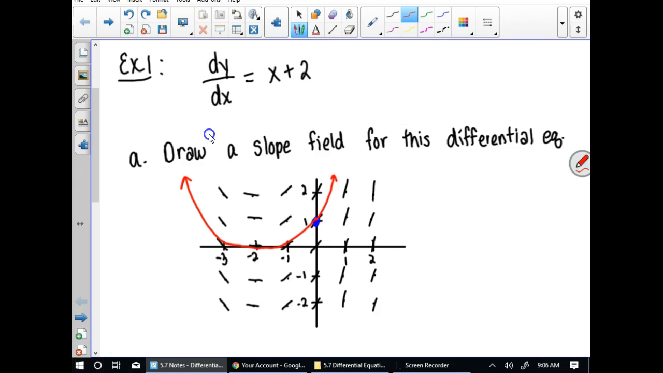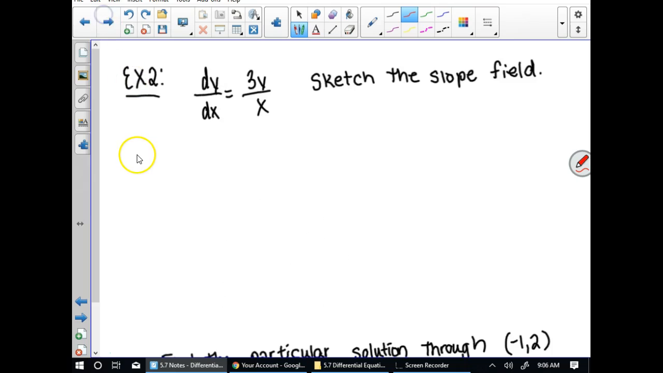Okay, questions? I kind of hate doing those because I don't like the uncertainty of it, but generally if you just follow the pattern, you'll be okay. All right, let's do another one that is a little bit more difficult. So we're going to sketch a slope field for this next one.